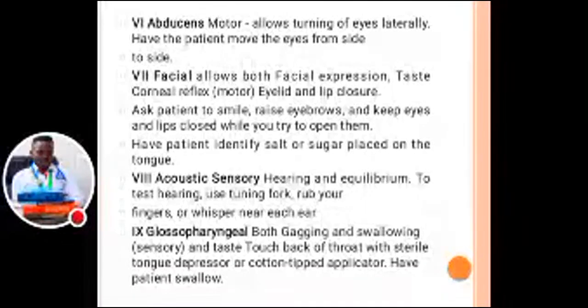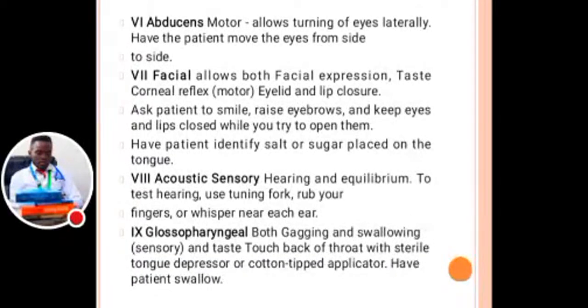Then cranial nerve number 6 is the abducens motor. This one usually allows the turning of the eye laterally, so have the patient move the eye from side to side. Then cranial nerve number 7 is the facial nerve. This one allows both facial expression as well as the test of the corneal reflex, under the motor, that is through the eyelid and the lip closure.